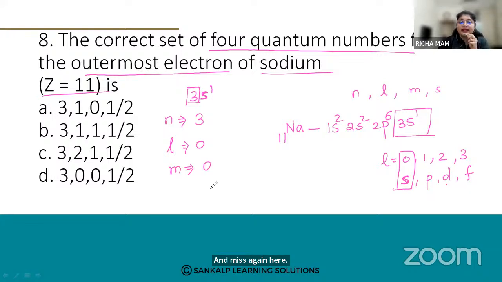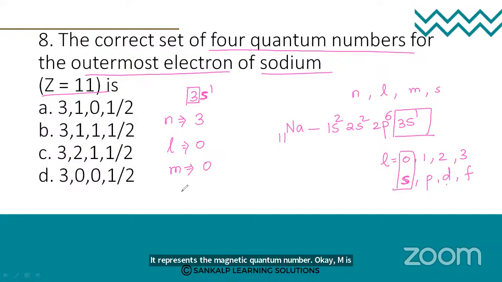It represents the magnetic quantum number. Okay, M is the magnetic quantum number. Then next is what? Sorry, that is S. Okay, spin quantum number. Spin quantum number is plus half or minus half. So which is the answer? It is option number D. Yes, option number D.